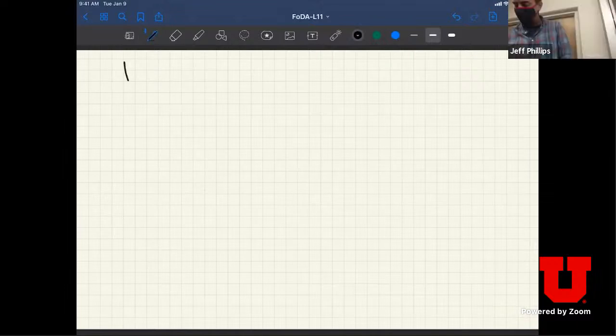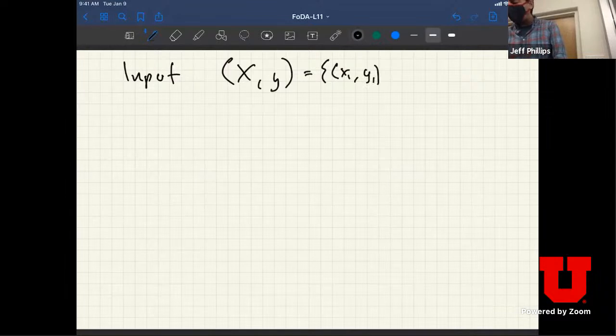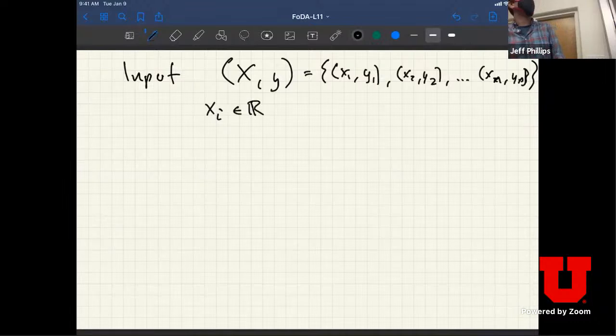I want to start with thinking about what is the input to this problem. We'll write the input as a set (X, y), where X is uppercase, which is going to be a little bit weird today, but will make sense in the next lecture. You can think of this as a set of pairs: (x1, y1), that's a pair, (x2, y2), up to (xn, yn). We're going to think of these as pairs. In this lecture, each xi is going to be a real value, and each yi is going to be a real value.